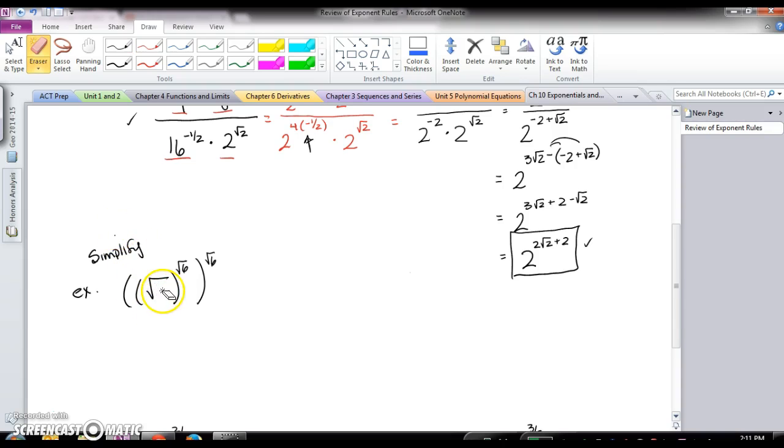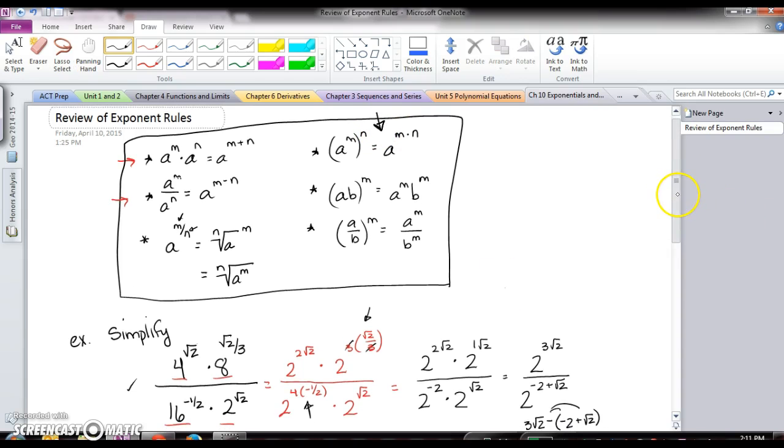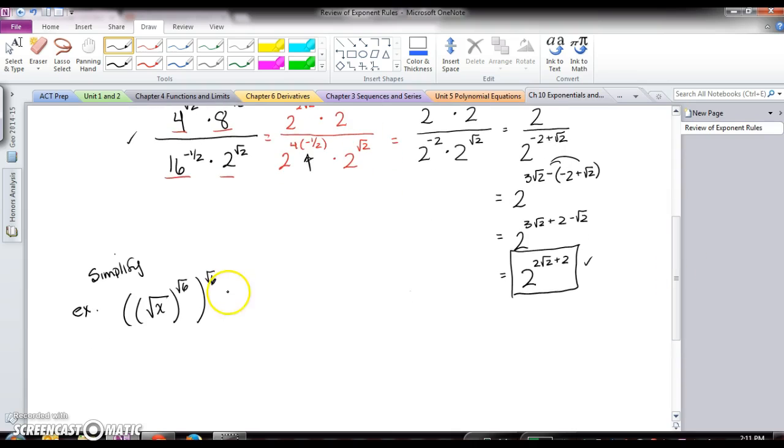And I'm going to change that b because it looks a lot like a 6. We'll change it to an x. So I have the square root of x raised to the radical 6, and then that raised to the radical 6. So applying this rule right here, I can multiply those exponents together. That gets me rad x. So those exponents can be multiplied, and rad 6 times rad 6 is just 6.